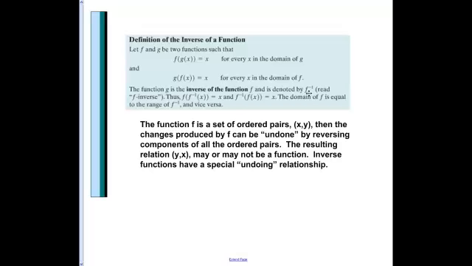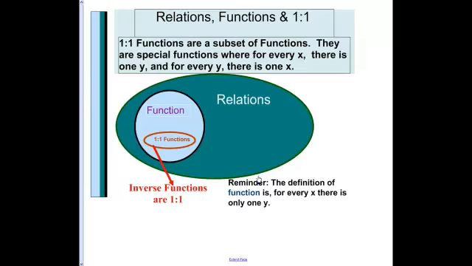The notation for an inverse function is f to the minus 1, and this is f inverse. This is not the same as a negative 1 exponent here. Basically, if we have a set of ordered pairs x, y, and we reverse the components resulting in y, x, this may or may not be a function, but the inverse function has a special undoing relationship. And as you see here, that is not the same as 1 over f.